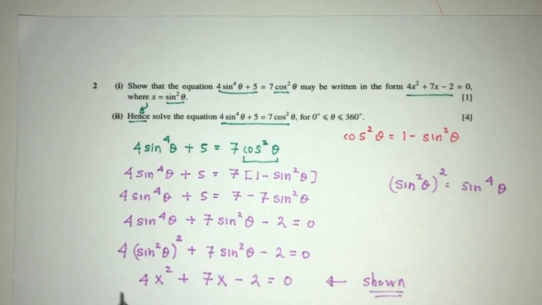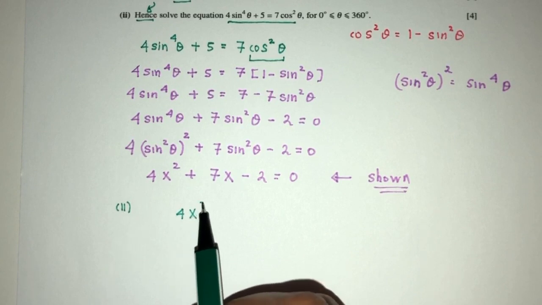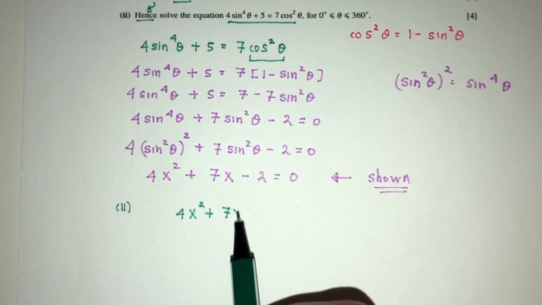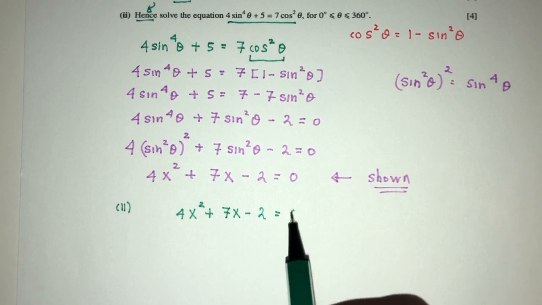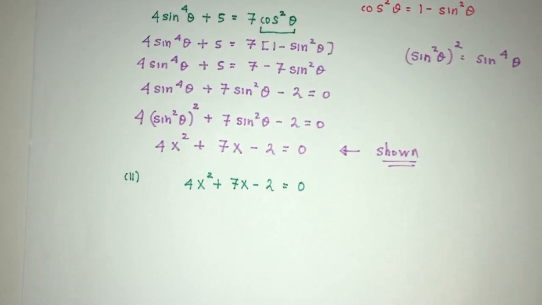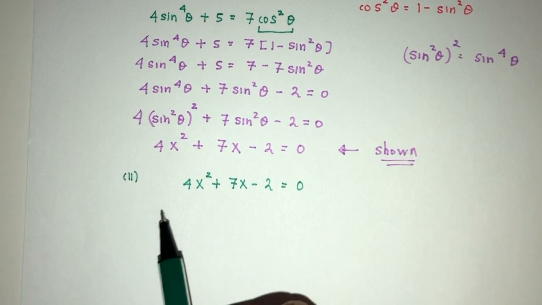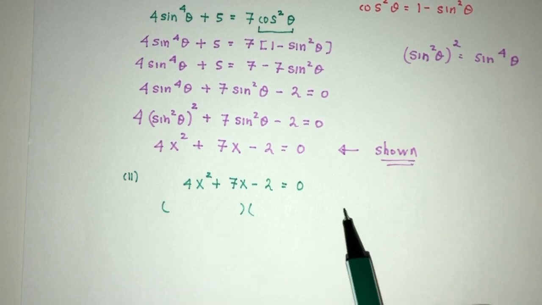Okay, pretty easy. Now for part 2, we know that this is equal to this, so let's continue with this. So right now we have 4x squared plus 7x minus 2 is equal to 0. Now what is this equation? As you can see clearly, this one is a quadratic equation. Now we can solve by factorization, or you can use your formula to solve this question. It is up to you. Now I will try to factorize, obviously.